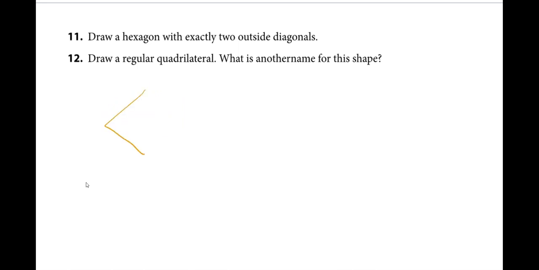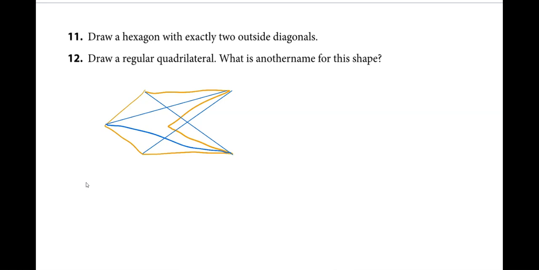We'll go, so let's see, this diagonal and this diagonal are now outside, but this diagonal is not. So let's draw all the diagonals in a different color. Okay, diagonal 1, diagonal 2, diagonal 3, diagonal 4, and diagonal 5. And those are all the diagonals, and that's exactly 2 of them right here lying on the outside.